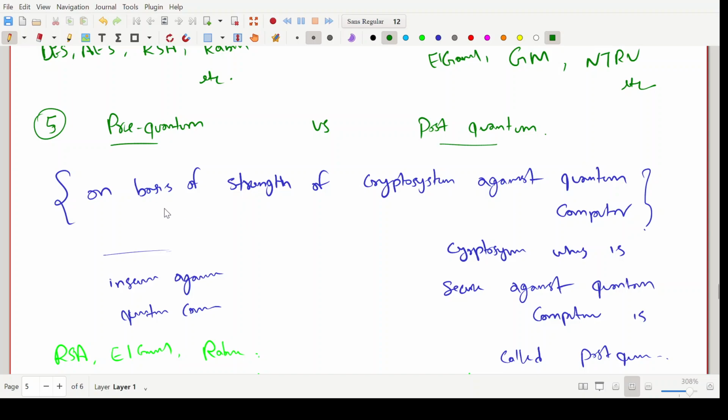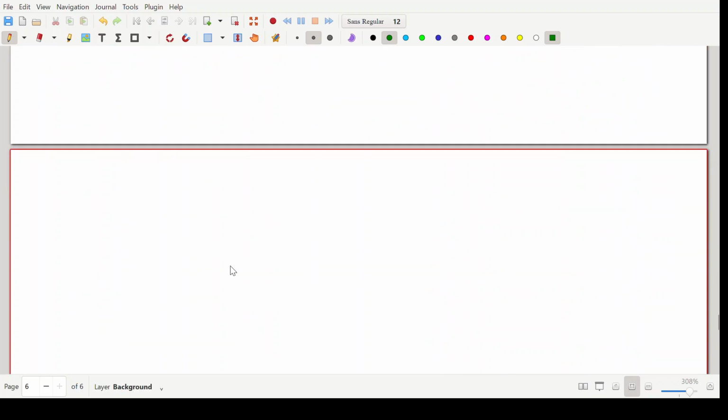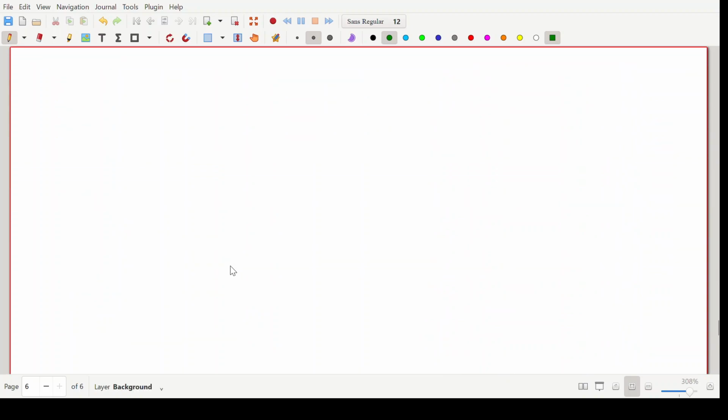And then pre-quantum crypto system and post-quantum crypto system. See, it is on the basis of the strength of the crypto system against quantum computers. If your crypto system is secure against quantum computers, that is called post-quantum, and if it is insecure, then it is called pre-quantum. Okay.